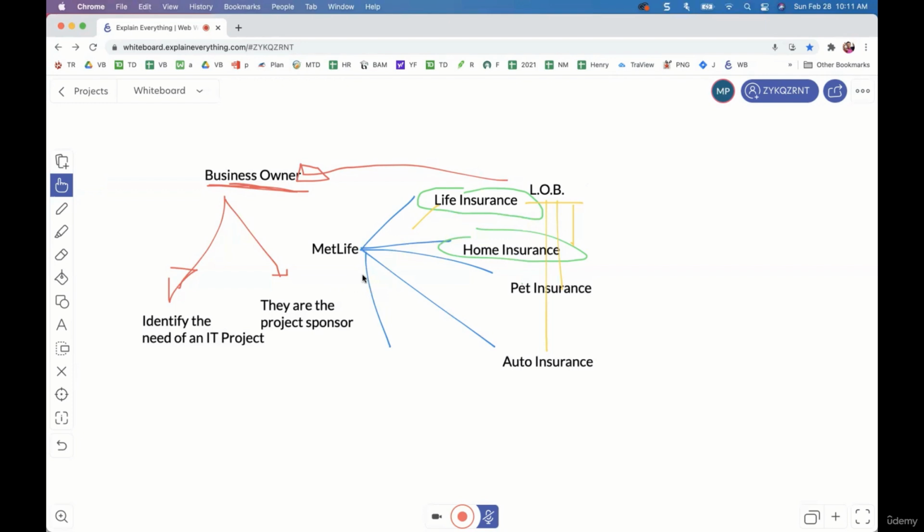And where does the funding come from? It comes from MetLife. They give them every year some money to play with. So they decide how am I going to use this money? Can I use a part of the money to make some changes in my IT system? So eventually it's going to benefit my line of business. So they identify the need of a project and they pay for the expenses involved to take care of the project.